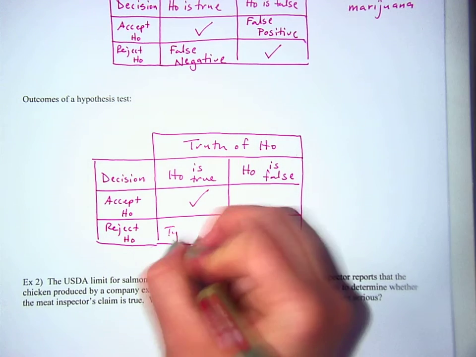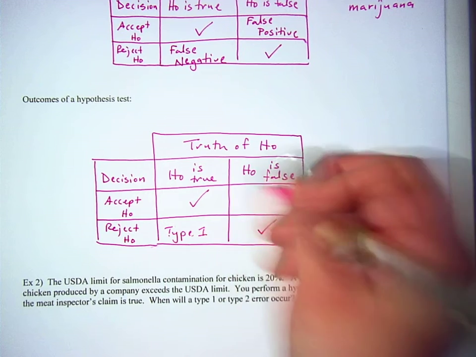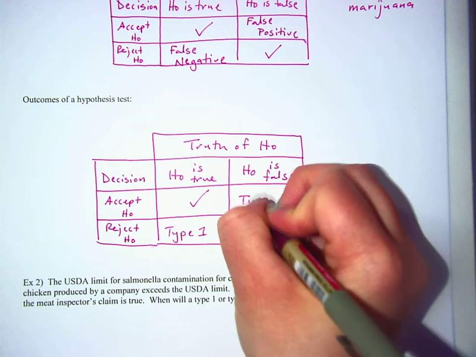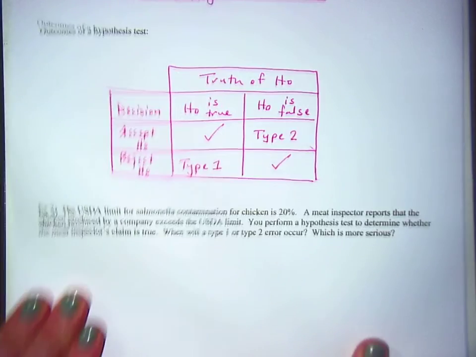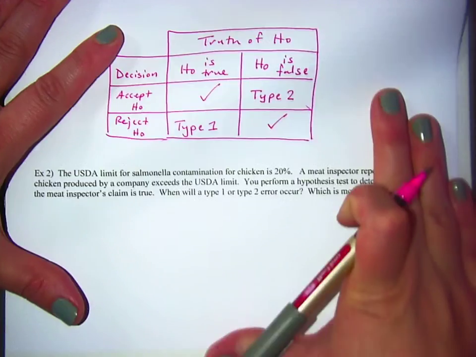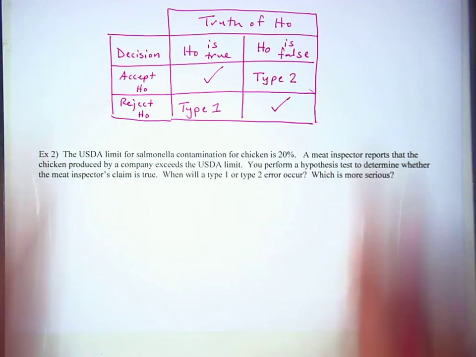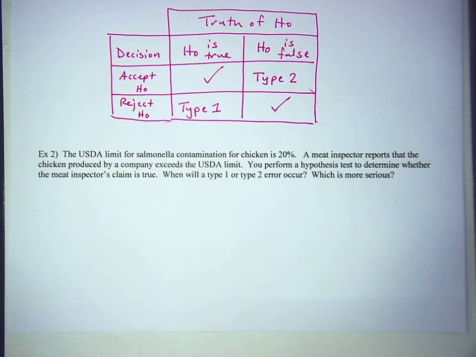This one is called a type 1 error. That was like that false negative we got in the last one. And this one's called a type 2 error. That's a false positive. So let's look at a pretty serious example, probably more serious than the one we just did. The USDA limit for salmonella contamination in chicken is 20%, which is true, by the way. A meat inspector reports that the chicken produced by a company exceeds the USDA limit.